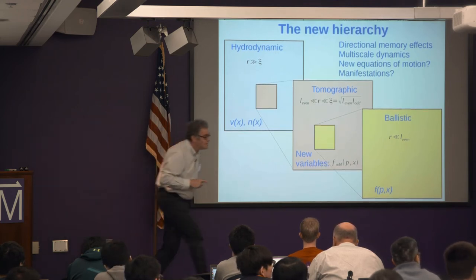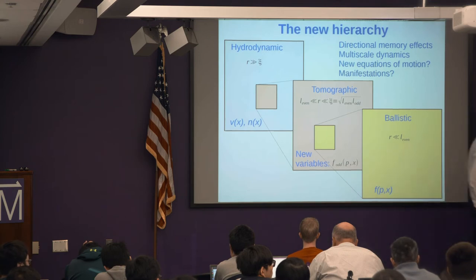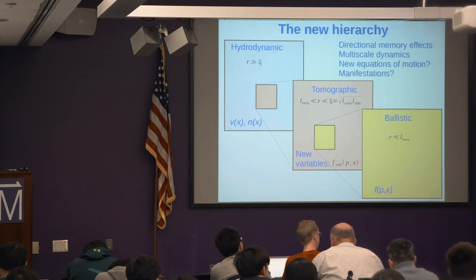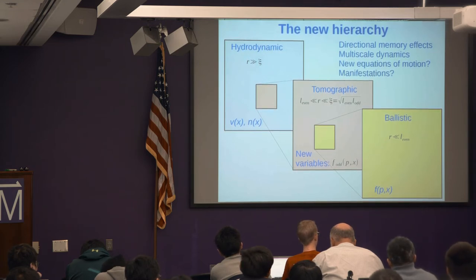What is the function f? It's just a general dynamical function of momentum and position. Is that what f indicates? Yeah, f is the particle distribution, a function of momentum and position. It's what's in the Boltzmann equation, basically. More questions?